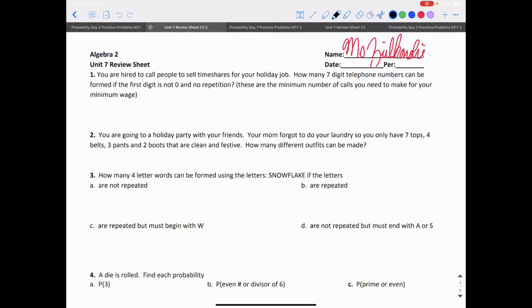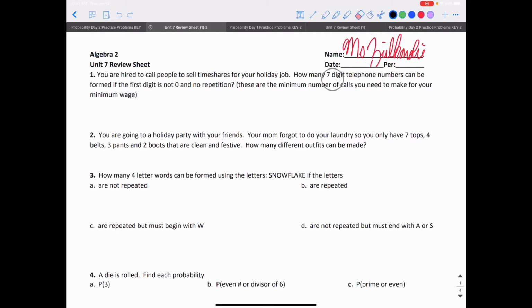For number 1 on the review sheet, you're hired to call people to sell timeshares for your holiday job. I want to know how many 7-digit phone numbers can be formed if the first digit is not 0 and no repetition is allowed. Because I want to know how many possible numbers I'm going to have to call.